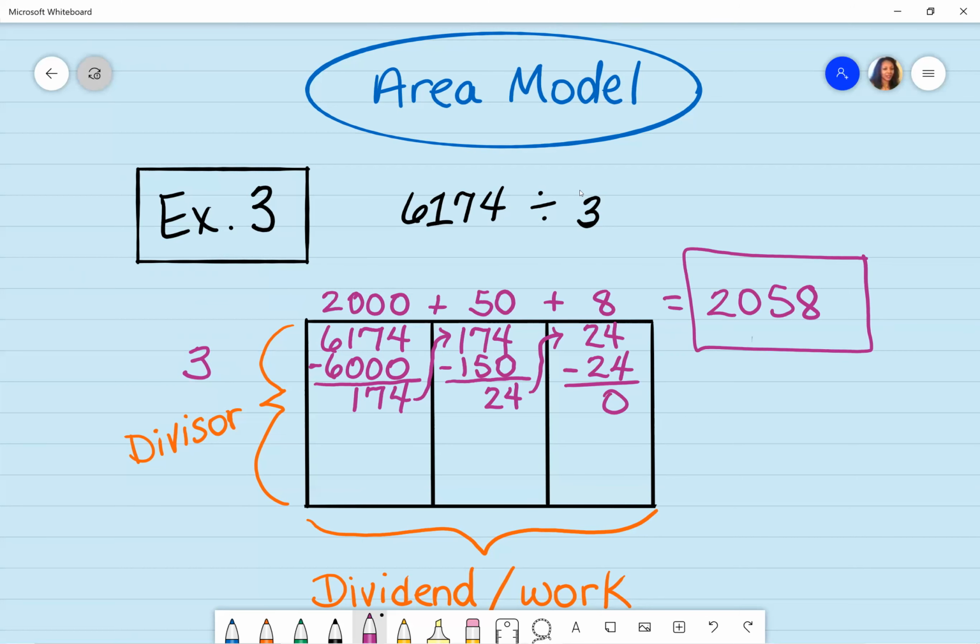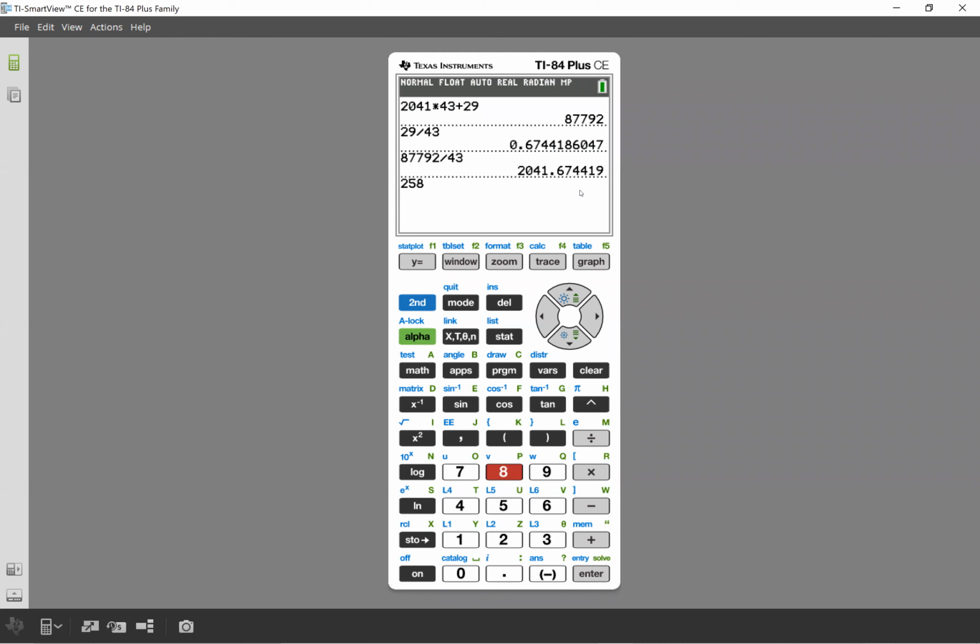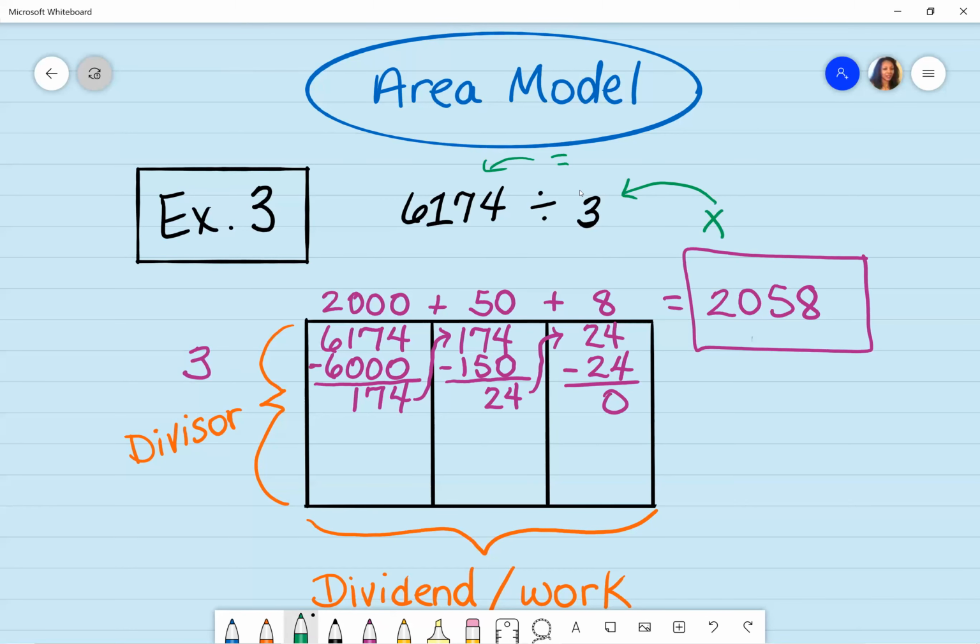You would multiply the quotient and the divisor, and then it should give you the dividend. So in this case, the quotient is 2058, and I'm going backwards. I'm going to multiply it times the divisor, and it's going to equal this, right? Yep. So let's try that on the calculator. 2058 times 3, and it should equal 6174. Yes, 6174. There you go.